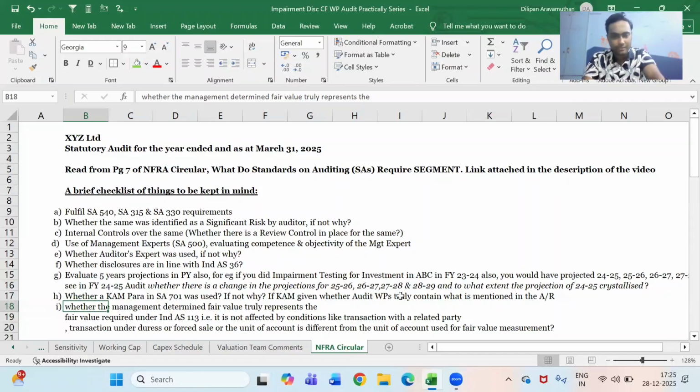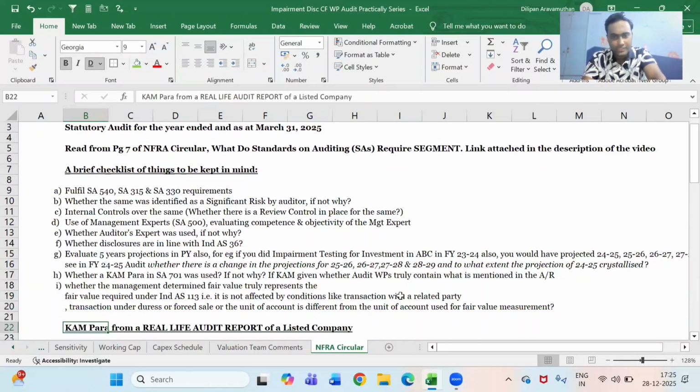Next, whether the management determined fair value truly represents the fair value required under Ind AS 113 and is not affected by conditions like transaction with related party, transaction under duress, or forced sale, or the unit of account is different from the unit of account used for fair value measurement. So what they're basically saying is, in our case, this is not applicable because we are not intending to sell the investment. But let's say you had an intention to sell the investment.